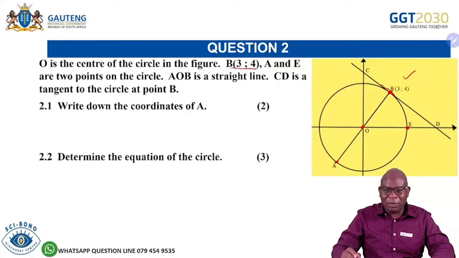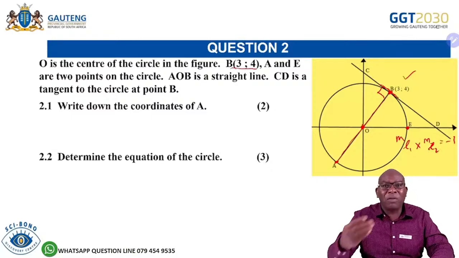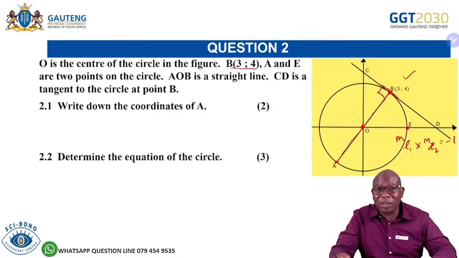I can work from the sketch first. How do I work from the sketch? That point here, the tangent, and this line is a diameter because it passes through the center. It's always going to be perpendicular to that. If the lines are perpendicular, what do I know? The gradient of line 1 times the gradient of line 2 will give me -1. You see, I'm working from the sketch without looking at the questions.